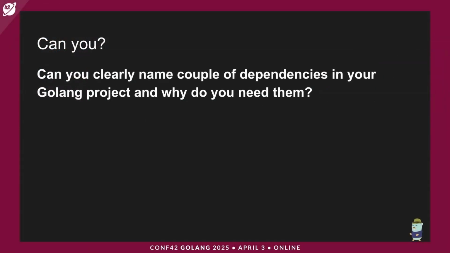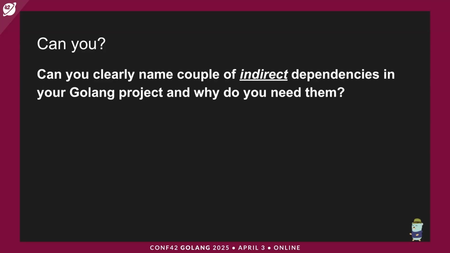First of all, I want to ask you, can you clearly name a couple of dependencies in your current Golang project and why do you need them? Just take some time and think a bit about this. And the next question I would like to ask you, can you clearly name a couple of indirect dependencies in your Golang project and why do you need them? Again, maybe press pause on the video and think about it. But during the presentation, I would ask you to think about this. But we are going further.